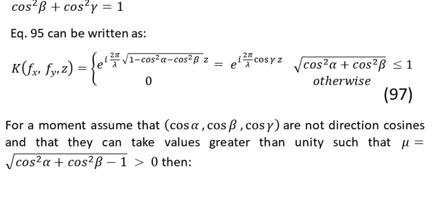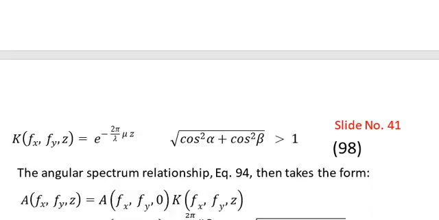For a moment, assume that cos alpha, cos beta, cos gamma are not direction cosines, and that they can take values greater than unity, such that mu is equal to the square root of cos square alpha plus cos square beta minus 1, which is greater than 0. So you see that here we are assuming that these are not direction cosines. Then mu is introduced by this factor, and mu will be a positive quantity. So the transfer function in that case becomes equal to this one.